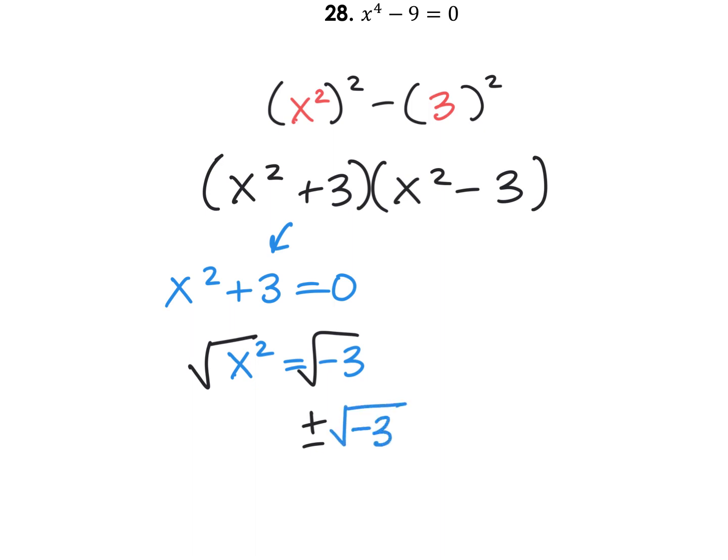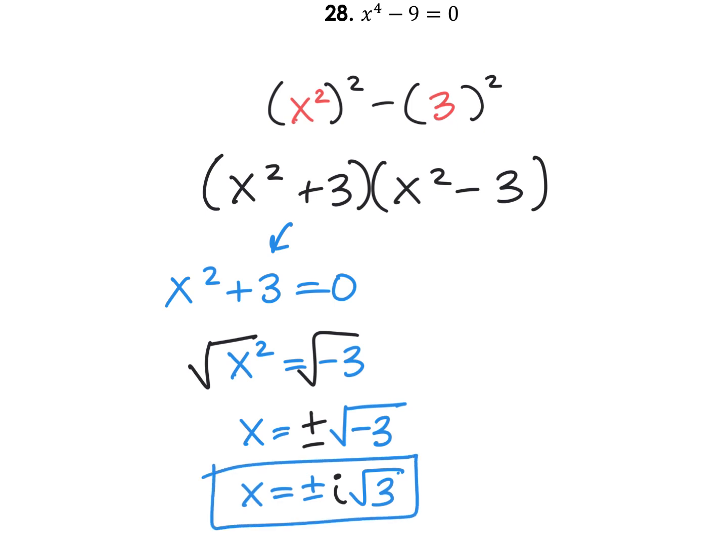Do you remember what happens when you have a negative root? I. Oh, your friend, it's back. Yep, not going to disappear. Okay, so it is x equals plus or minus i root 3. This is your final answer for that. So you get 2, actually, positive i root 3, negative i root 3. Love it.